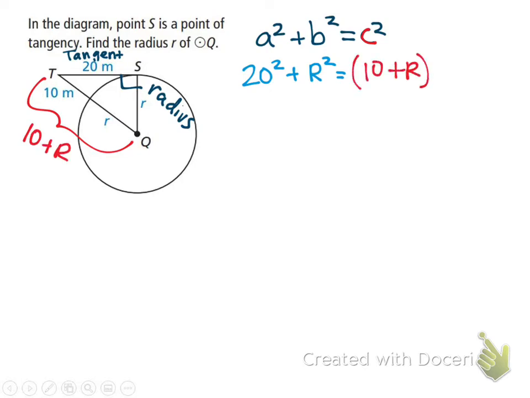Maybe 10 M? Meters. Oh. It's okay. It's early in the morning. M stands for meters. Good question.